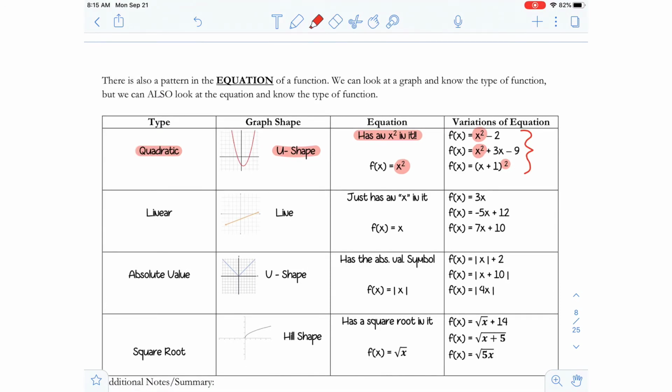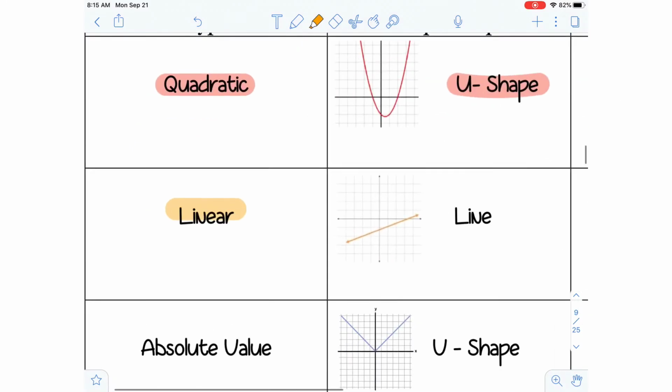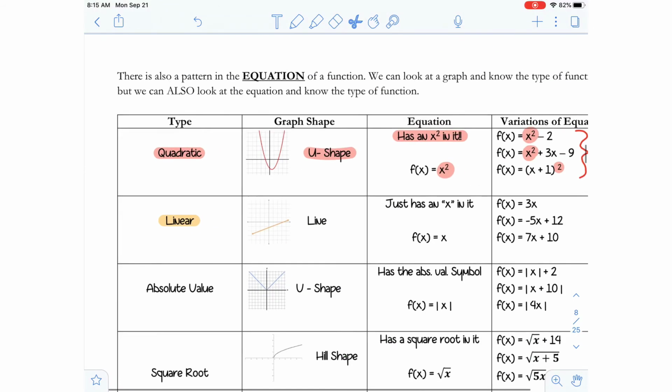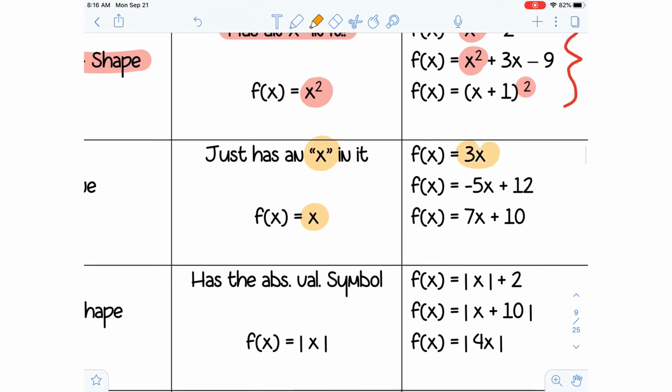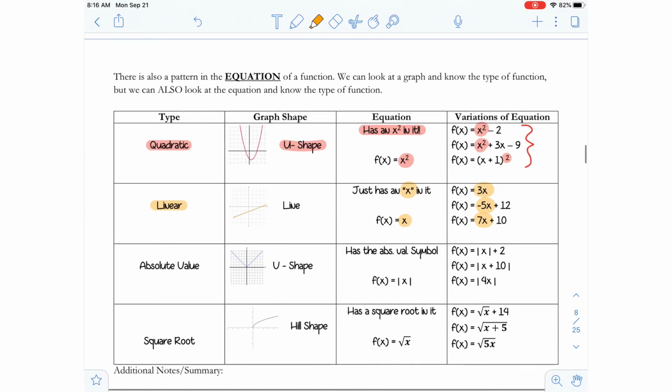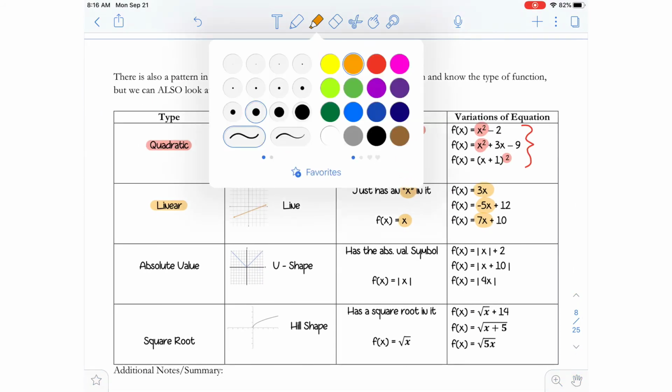The next kind is linear. I bet you can guess what a linear equation graphs. It graphs a line. How do I know if it's a linear graph? Just by looking at the equation, it's going to have a plain x to it, x to the first. Notice that there is no x squared in any of these. All of these would be considered linear.